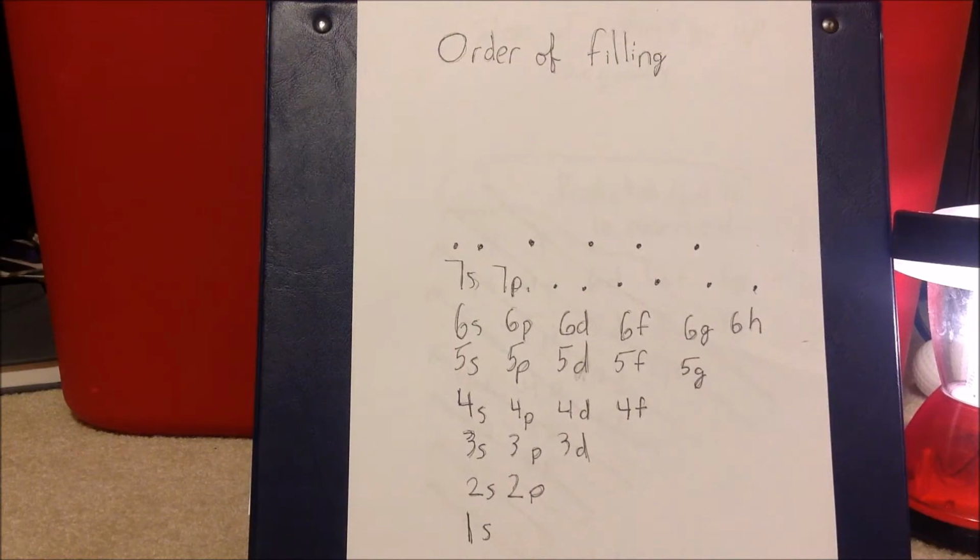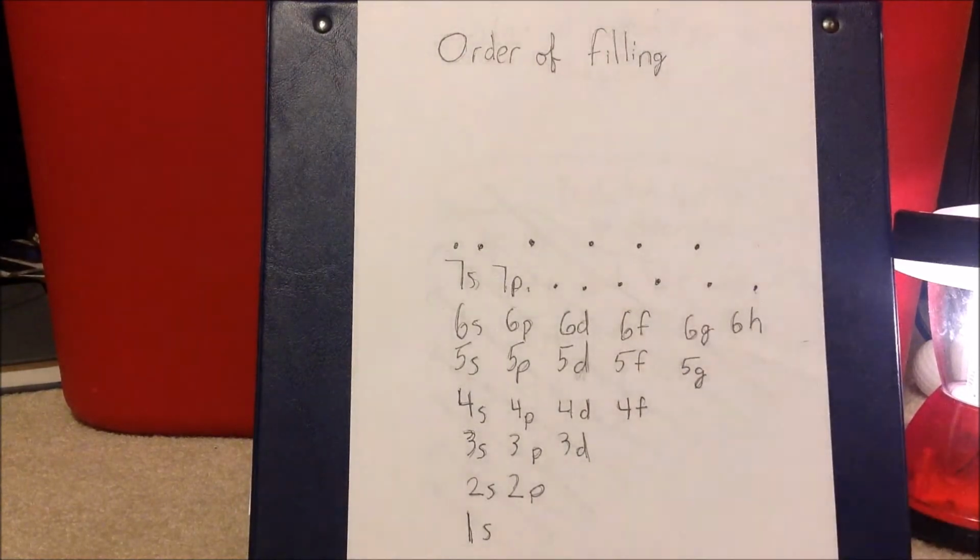After that, there are 7 f orbitals with 14 electrons. If there were such a thing as g orbitals, there would be 9 of them for 18 electrons. If there's such a thing as an h orbital, there would be 11 of them for 22 electrons.